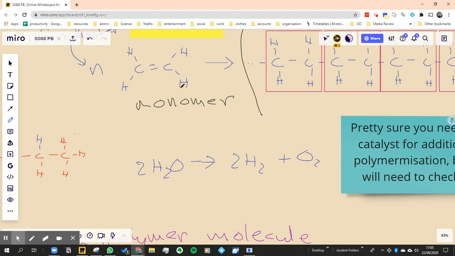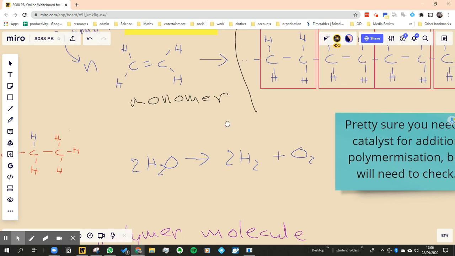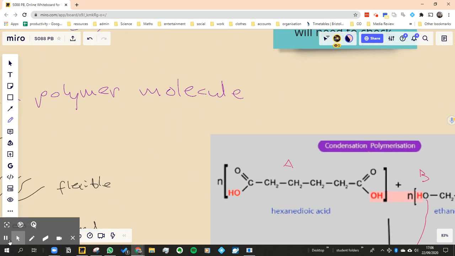So addition polymerization, many of the same monomer reacting to produce one long chain or many long chains, and no other molecule is produced. So that's the difference. Does that make sense?